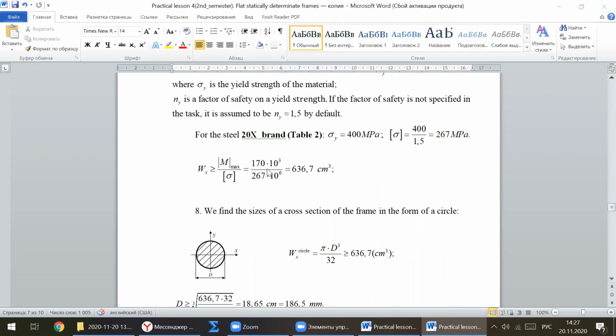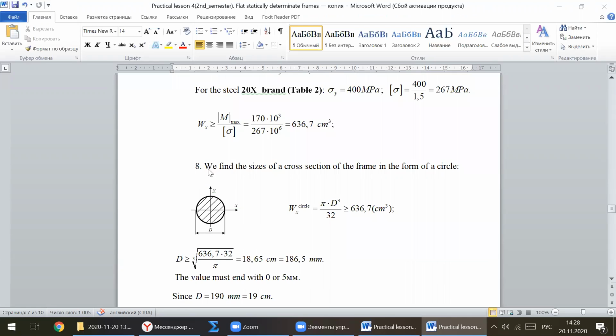Divided by 170 multiplied by 10 in power 3 kilonewtons by meters in newtons by meters multiplied by meters, divided by 267 multiplied by 10 in power 6 megapascals in pascals. And we receive 636.7 centimeters in power 3.